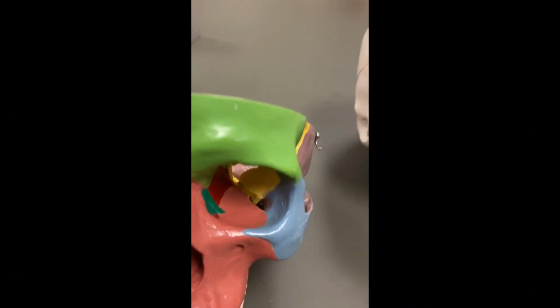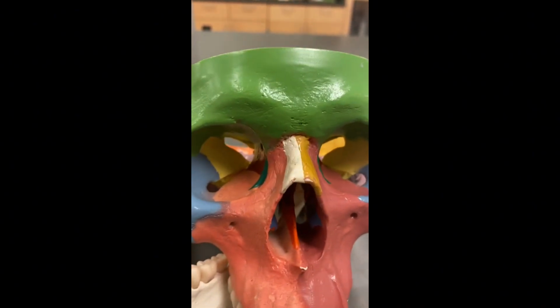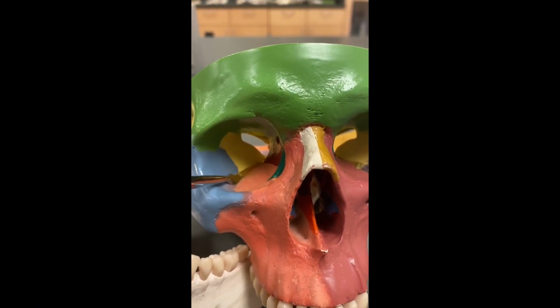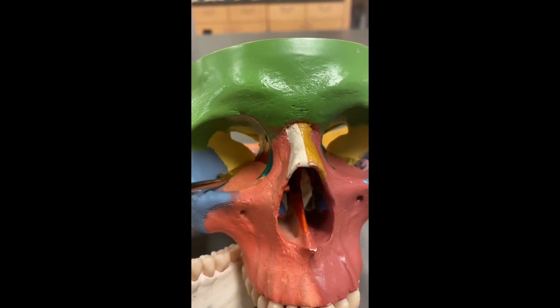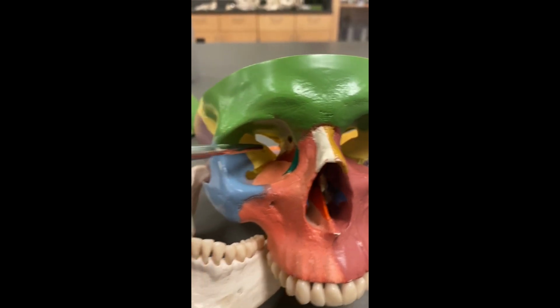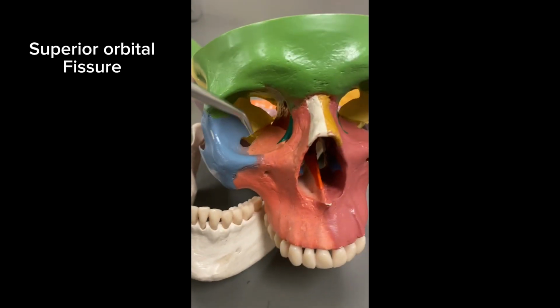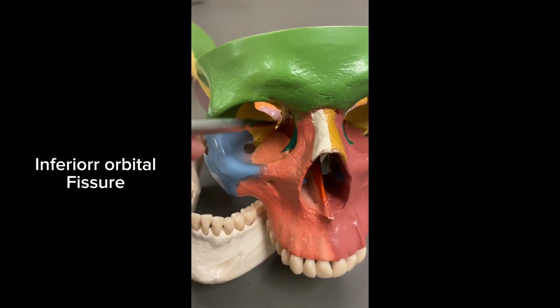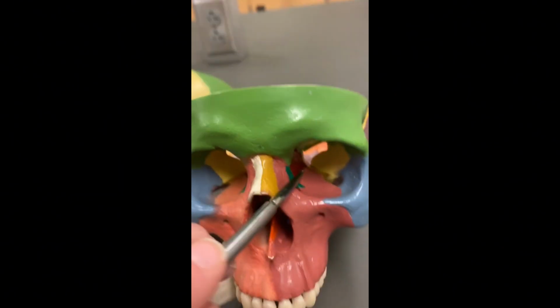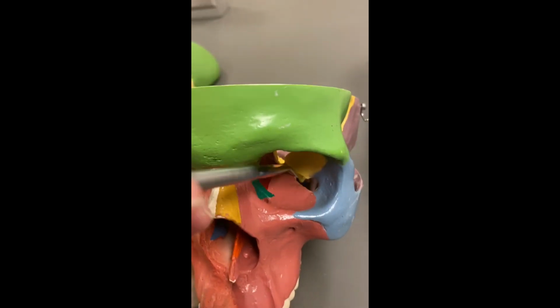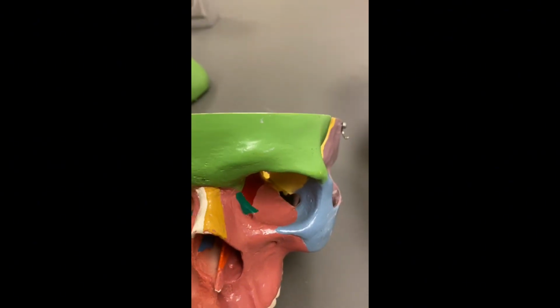And then if we look back in the orbit of the eye, in the back, you can see these elongated gaps. Those are also part of some structures you need to know with the sphenoid bone. You have the superior orbital fissure and then the inferior orbital fissure in both of the orbits. Superior orbital fissure and then the inferior orbital fissure.